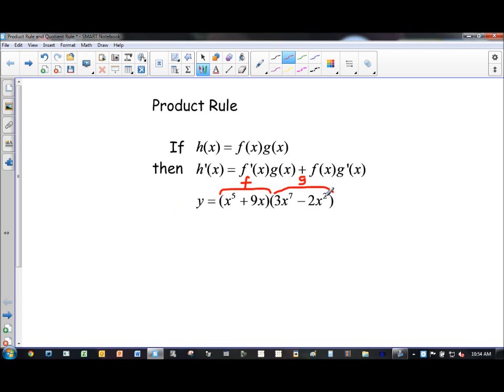So let's use this example, and I'm going to use my dy dx notation. So dy dx, which means the same thing as f prime of x, or find the derivative, or find the gradient, or differentiate with respect to x. All of that means the same thing. I'm going to take the derivative of the f part, which according to the rules you know, is 5x to the fourth plus 9. And I'm going to multiply that by the g part, but I'm not going to take the derivative of it yet. 3x to the 7 minus 2x squared.